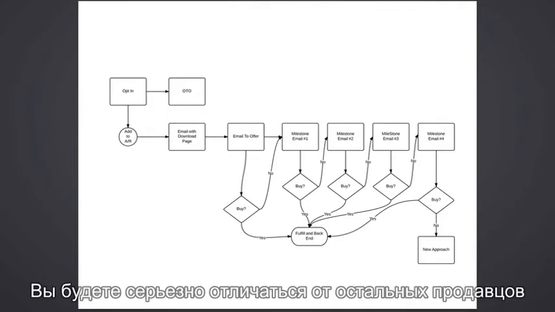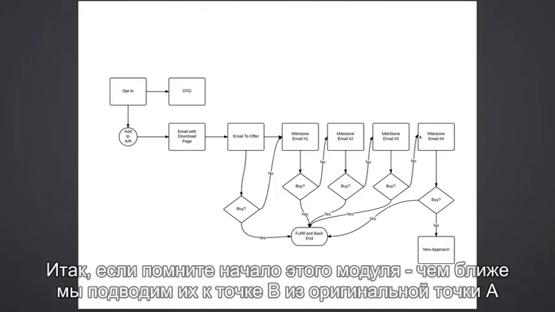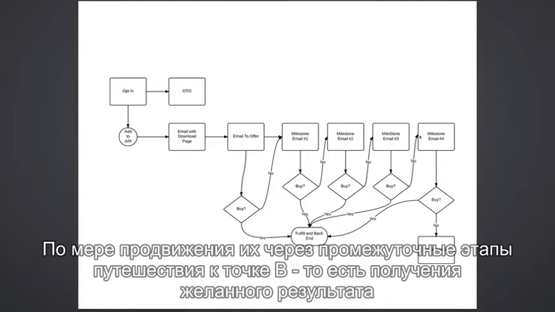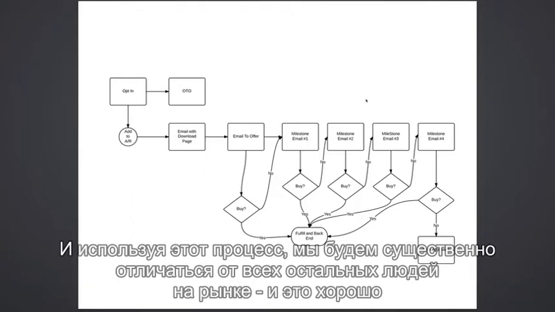You're going to be significantly different than that. And the reason why is because we're constantly delivering value. Every single one of these milestone videos that we're going to be giving them is helping them, right? So if you remember from the beginning of this module, the closer we get them to point B from their original starting point of point A, as we move them farther through the milestones on their journey to that point B, which is them getting whatever result it is they want, the greater their trust in us will be and the greater the desire will be for our stuff, right? Because of the sausage effect, the thank you, what's next. So we're being significantly different than everybody else in this process, which is good.